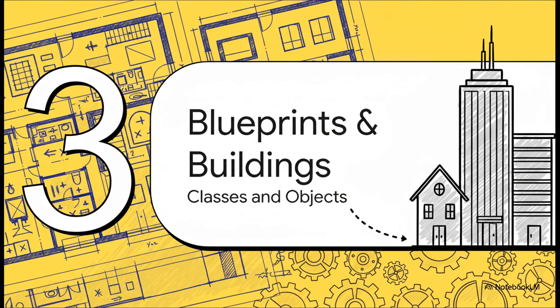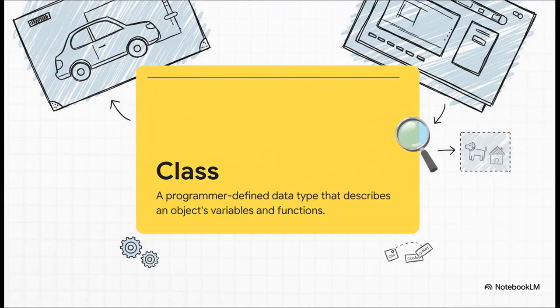Now, to really get this, we need a good analogy. And honestly, the best way to understand OOP is to think about the relationship between an architect's blueprint and an actual building. So, in the world of OOP, the blueprint is called a class. And this is a super important point. A class is not the thing itself. It's the idea, it's the plan, it's the description of the thing.